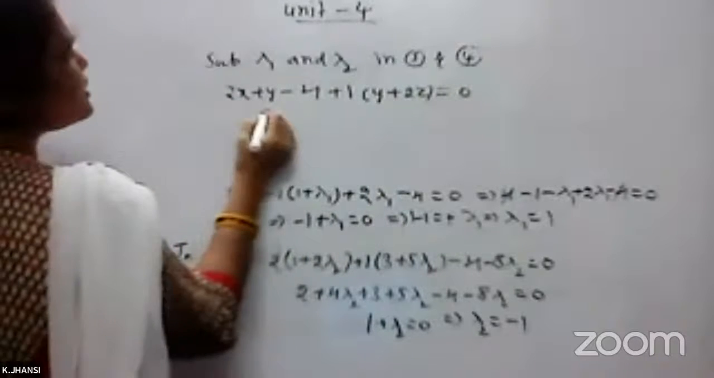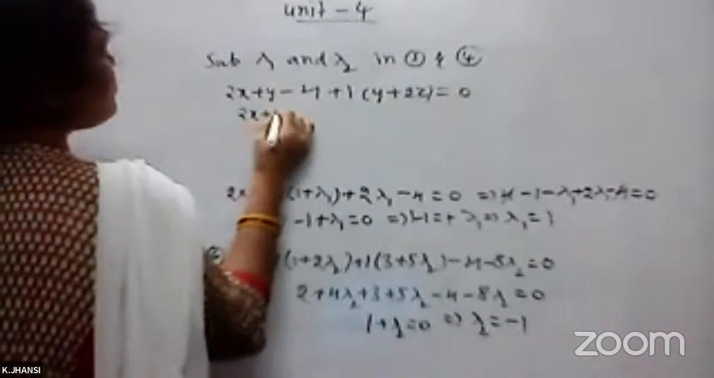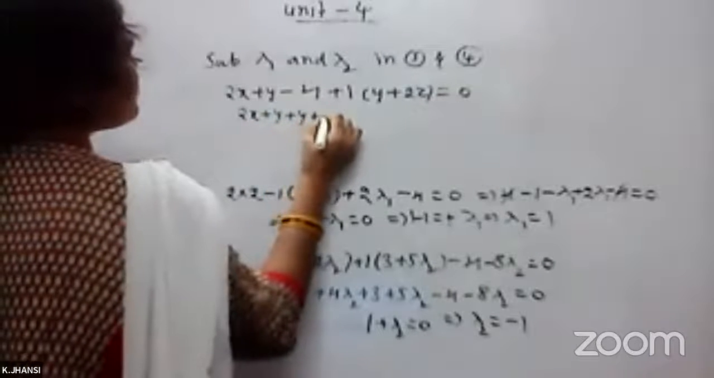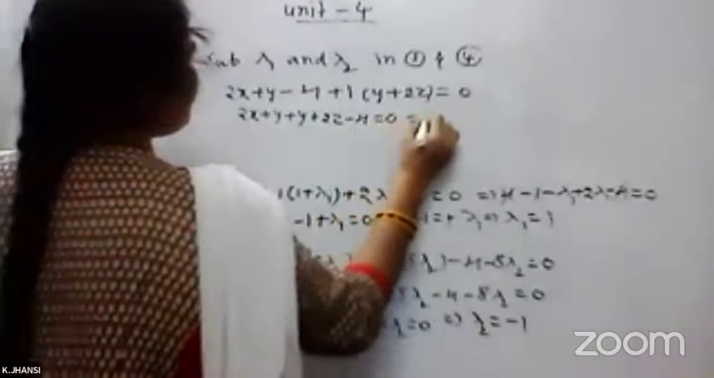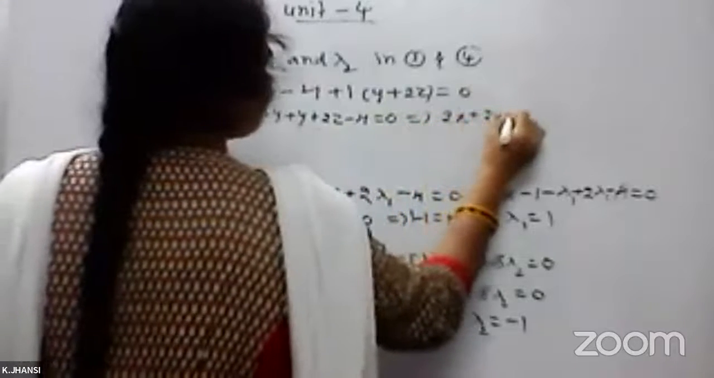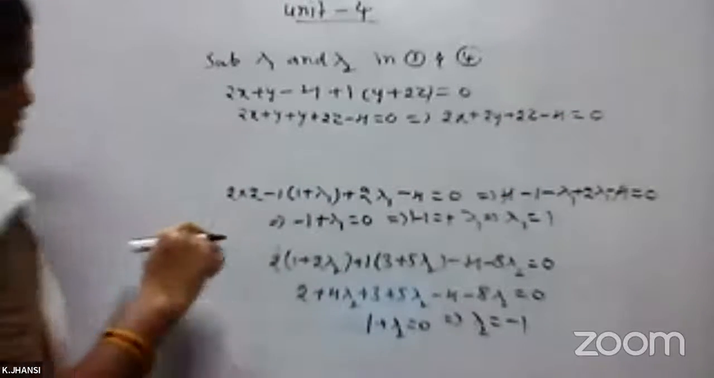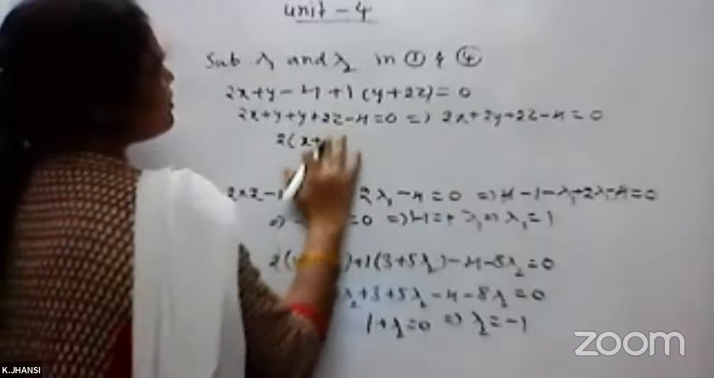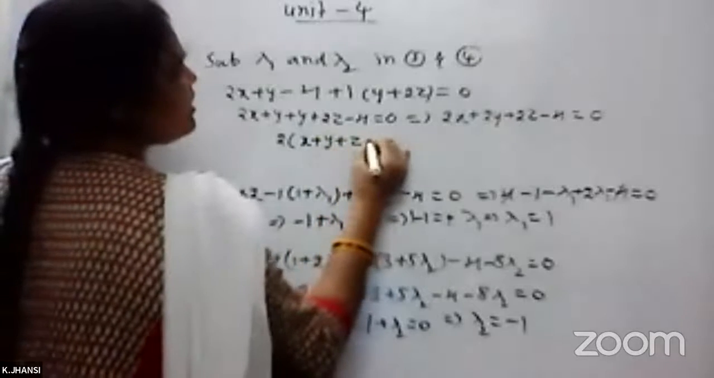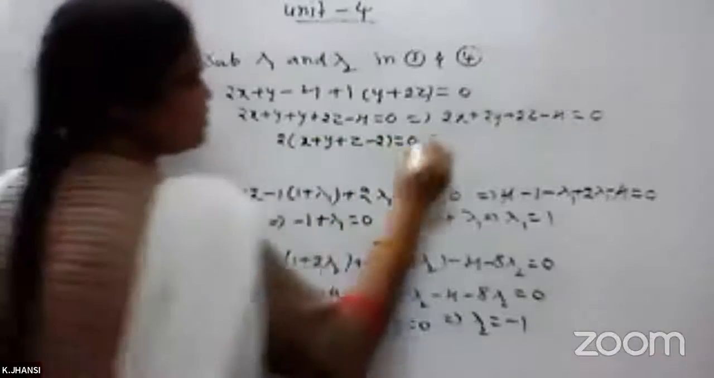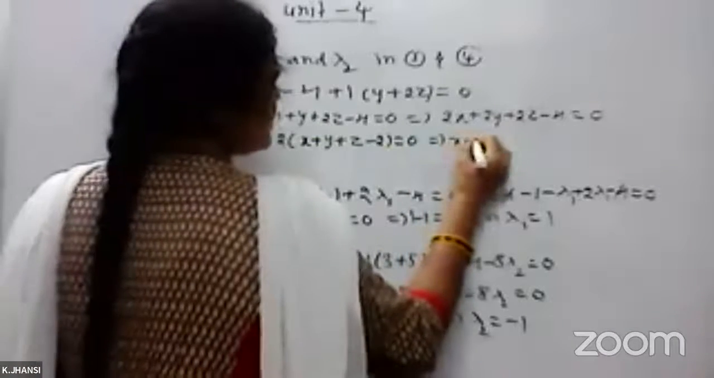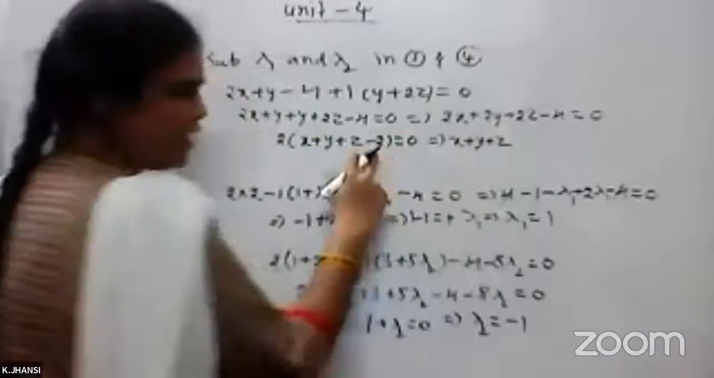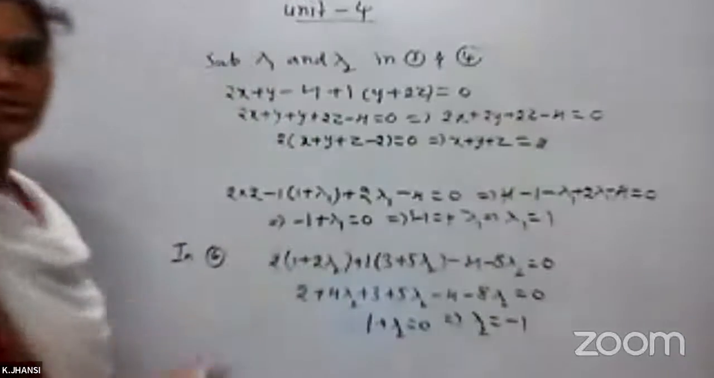So if you simplify this, 2x plus y plus 2z minus 4 equals 0, which implies 2x plus 2y plus 2z minus 4 equals 0. If you take 2 common, what you'll get? x plus y plus z minus 2 equals 0. So you can put minus 2 equals 0, or take it on the right hand side and you will get x plus y plus z equals 2.